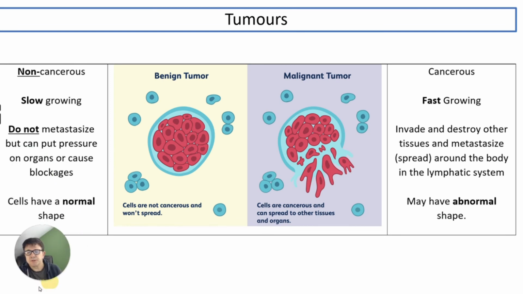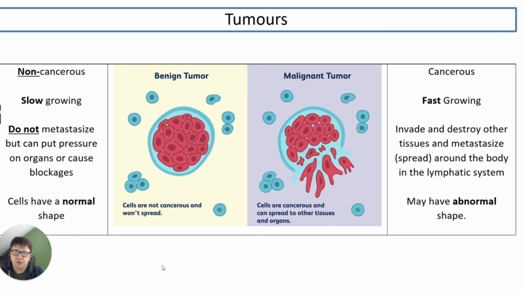So tumours, you do need to know about the two different types of tumours. First of all, we have a benign tumour. The cells are not cancerous and they don't spread. They're slow growing. They do not metastasize. So that means that they don't spread, but they can put pressure on organs or cause blockages on things like blood vessels. The cells do have a normal shape.